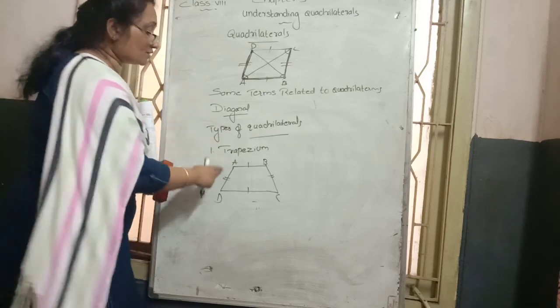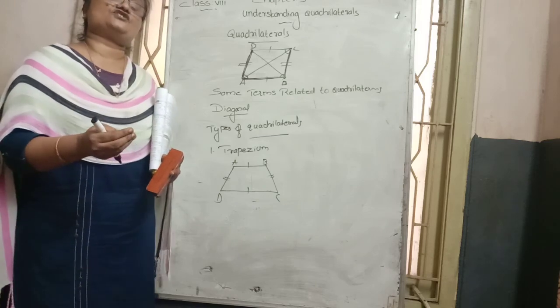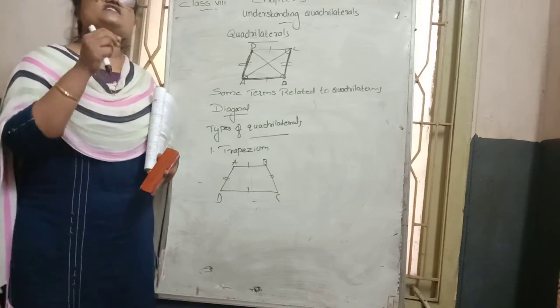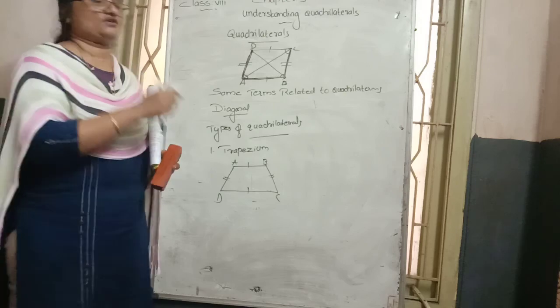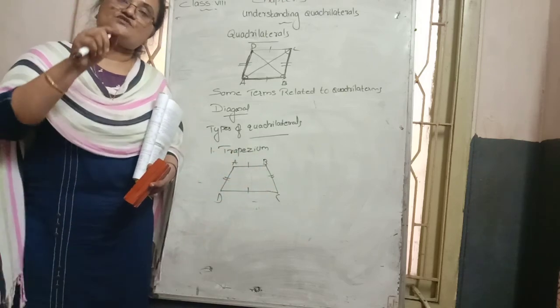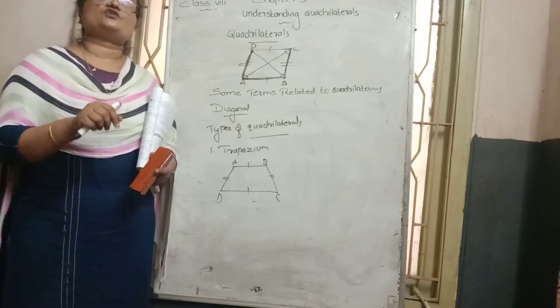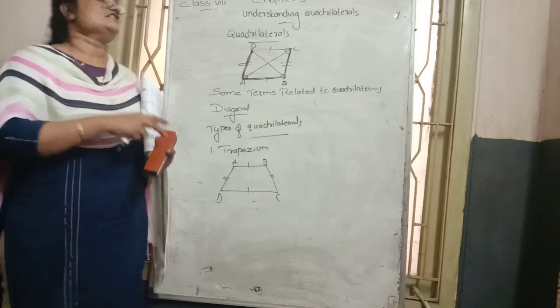When the non-parallel sides have the same measurement, such a type of trapezium we call an isosceles trapezium. Keep that in mind: AD and BC are the non-parallel sides, and their measurements become equal. Such a type of trapezium we call an isosceles trapezium.